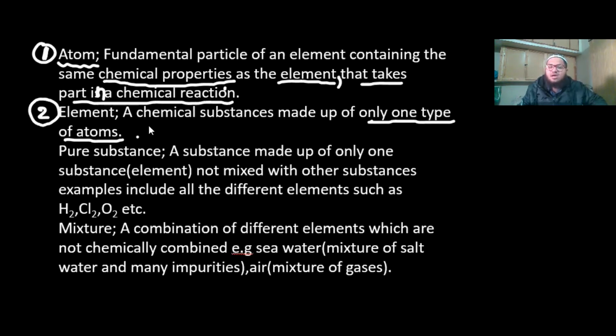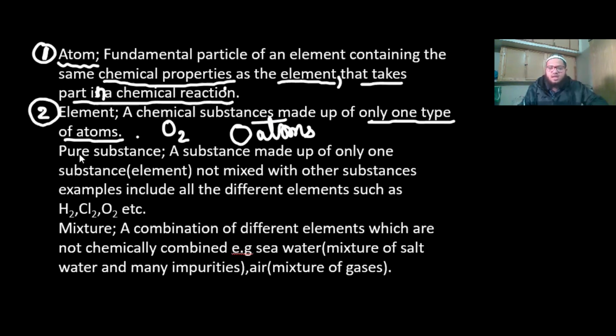Then coming to element. What is an element? As I told you, it is a pure substance, the purest substance, made up of only one type of atoms. For instance, I'll give you an example of oxygen gas. Oxygen, O2, is made up of only oxygen atoms. Since they are only one type of atoms, they collectively form this gas. That's why oxygen is an element, and these are oxygen atoms that make up oxygen.